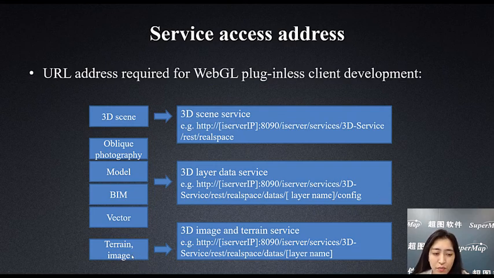And for the terrain image data, you should add the 3D surveys and rest, real space and data and layer name. You should add this address to your code. So for this, I will introduce you in the next class. And in the next class, I will go with you to add this multiple data to the website.